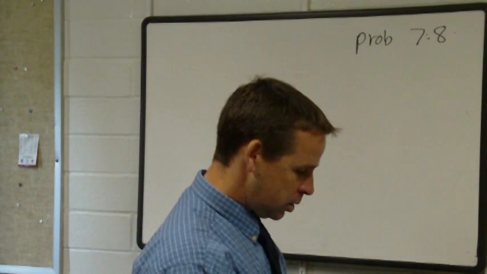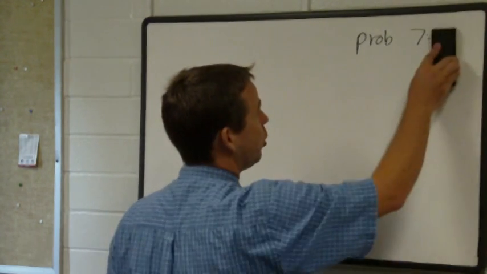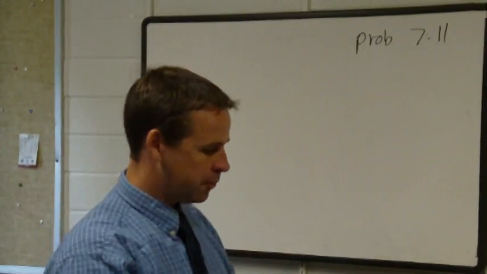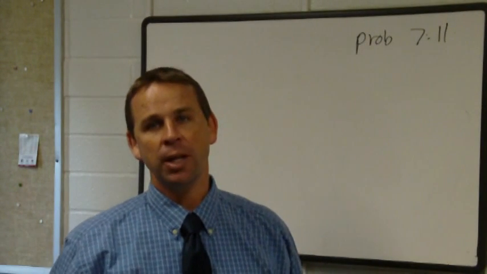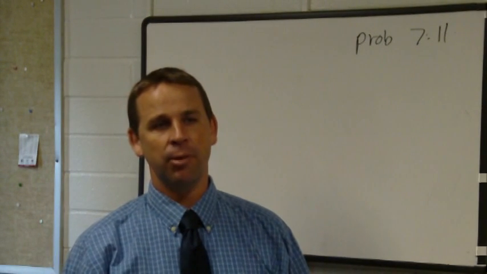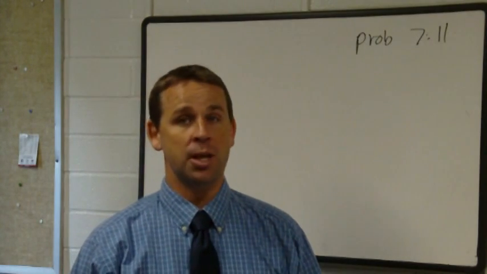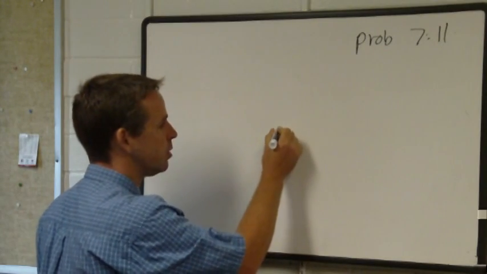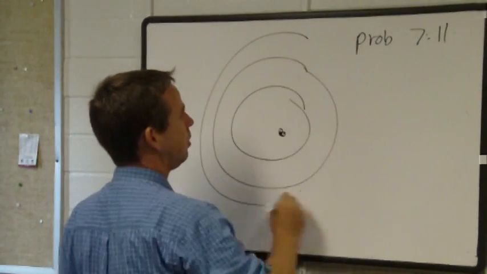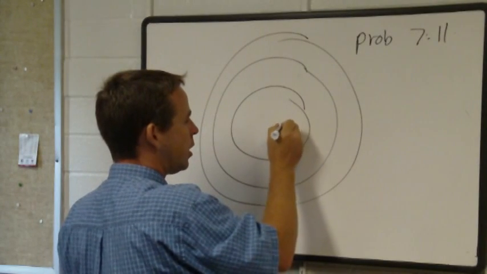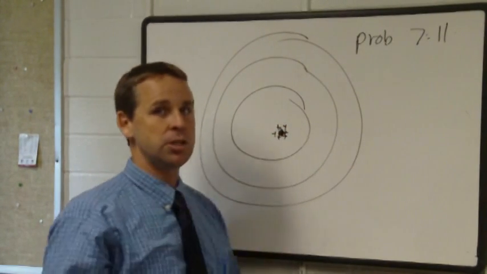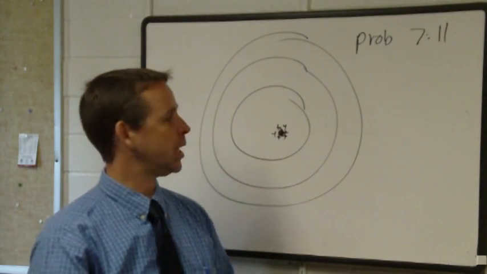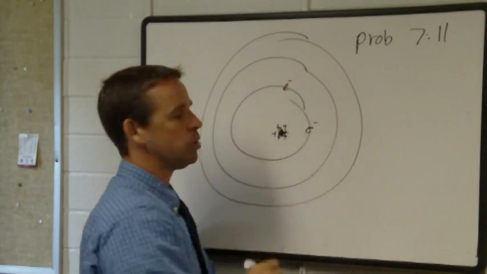All right. Problem 7.11. What is meant by the term effective nuclear charge? Your effective nuclear charge is, effectively, the charge that an electron feels. If I think of an atom, here's the nucleus, and here are the electrons. The nucleus is a group of positive charges, and the electrons are around the nucleus because they're being drawn to that nucleus. Electrons are negative charges.